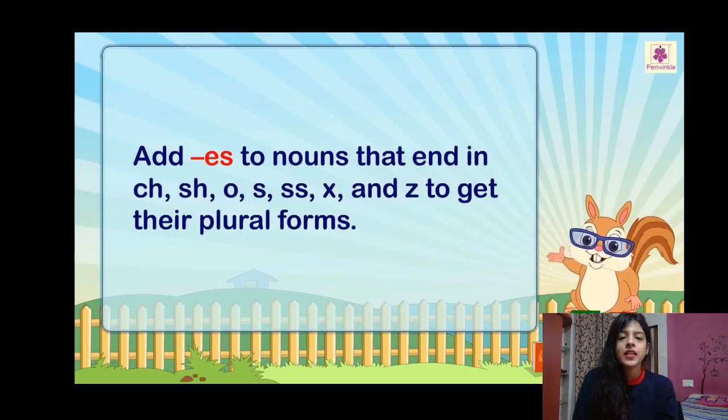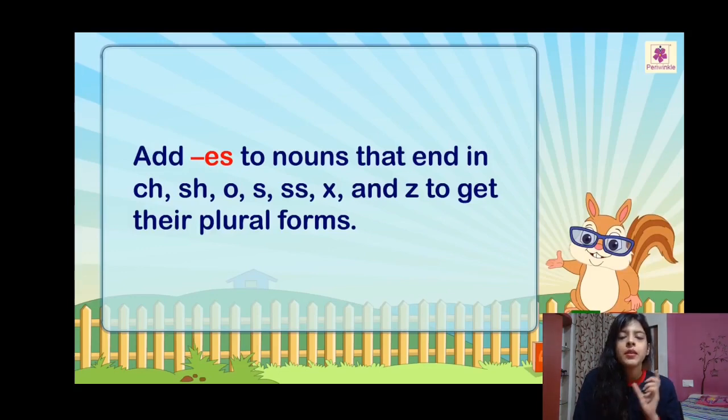To make a singular noun into a plural noun, we use many things. Mostly we will use S or ES or IES. Add ES to the nouns that end in CH, SH, O, S, SS, X and Z to get their plural forms. So what does that mean? Where do we add ES? We always add ES at the end of the word.